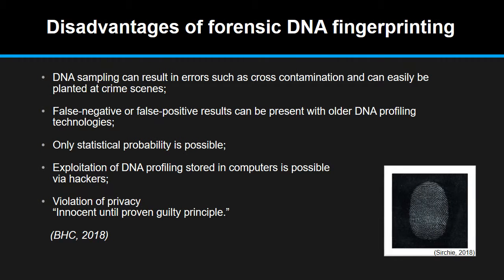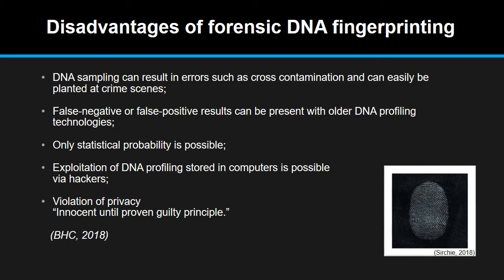DNA fingerprinting is one of the greatest discoveries of the 20th century, which has revolutionized the science of forensics. There are also some disadvantages which are worthy to mention. We can have errors such as cross-contamination, and DNA fingerprints can be easily planted at crime scenes. False negative or false positive results can be present with the older DNA profiling technologies.